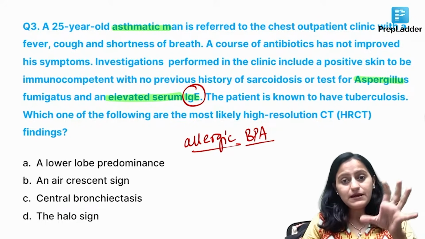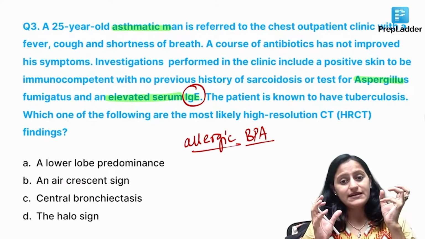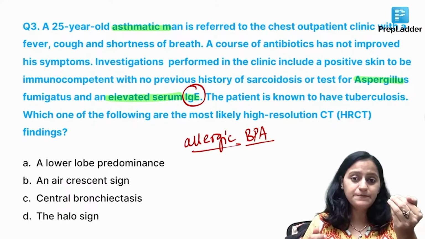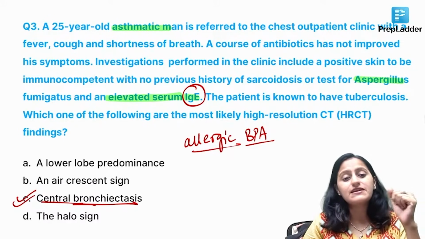So in ABPA, bronchopulmonary aspergillosis, you know that there are those dense fungal elements and the mucus in the bronchi. So there is going to be central bronchiectasis, very, very important.